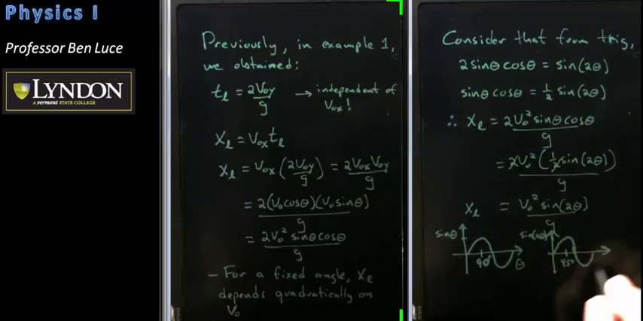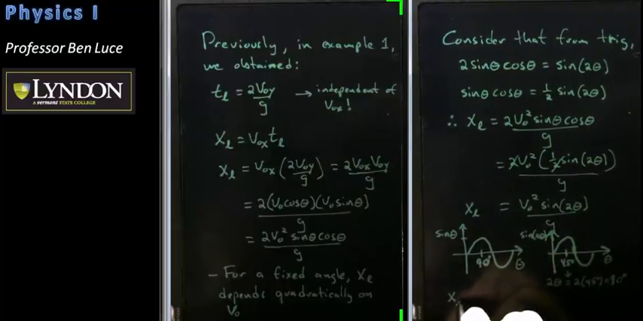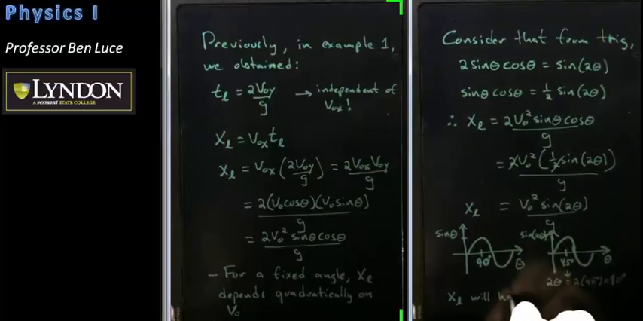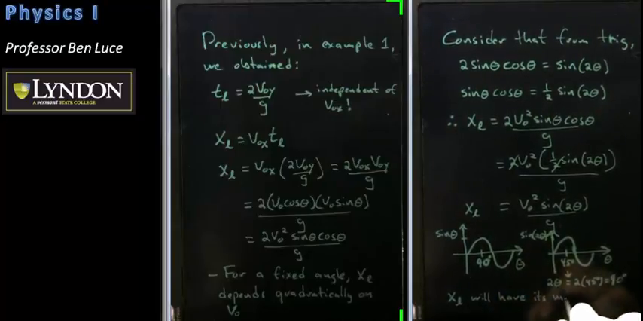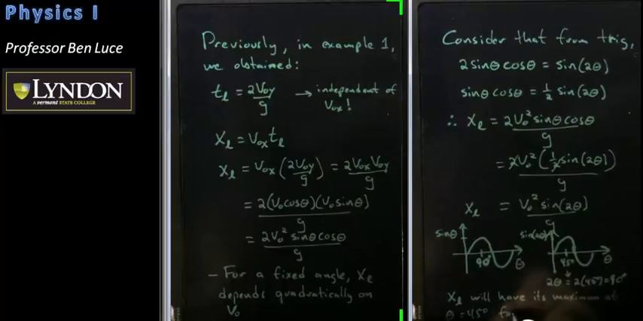That is, if you put in 2 times theta at that point, you'll have 2 times 45 degrees, which equals 90. So we can see this expression for XL will have its maximum value at 45 degrees. That is for keeping V0 fixed.